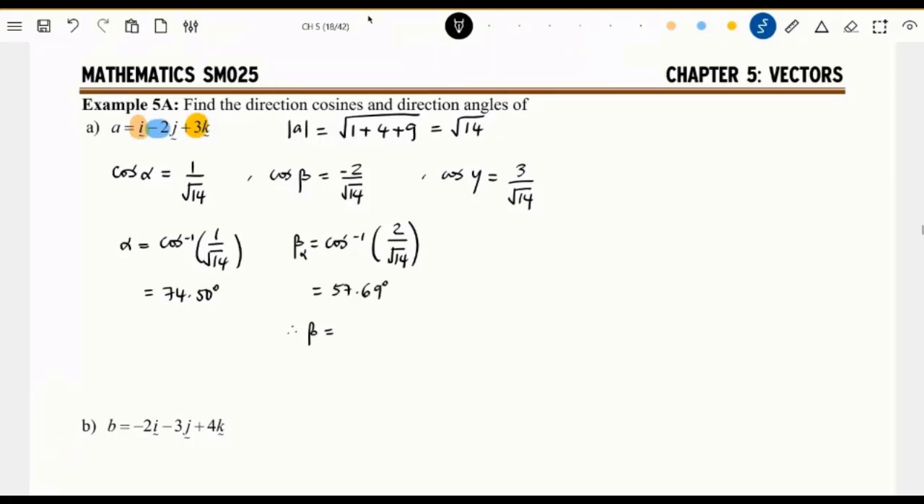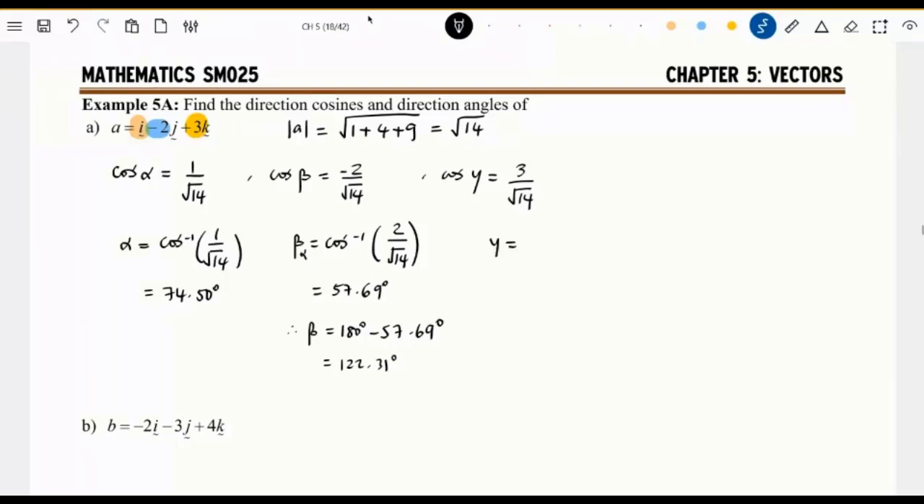69 degree. So 90 minus 57.69. Oh, sorry, this one should be 180. Okay, berapa dapat? So the real beta adalah 122.31. Good. Okay, so that one is a beta.